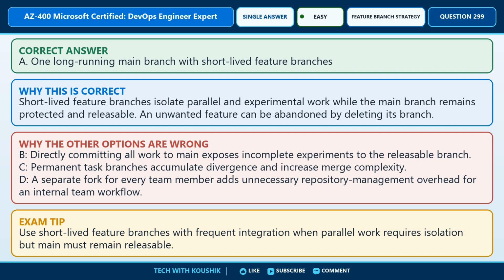B. Directly committing all work to main exposes incomplete experiments to the releasable branch. C. Permanent task branches accumulate divergence and increase merge complexity. D. A separate fork for every team member adds unnecessary repository management overhead for an internal team workflow. Exam tip: use short-lived feature branches with frequent integration when parallel work requires isolation, but main must remain releasable.